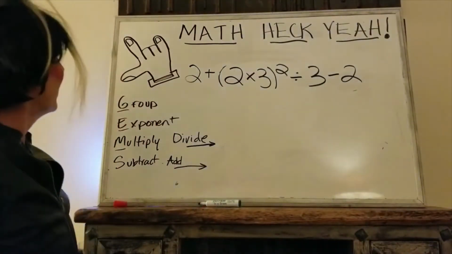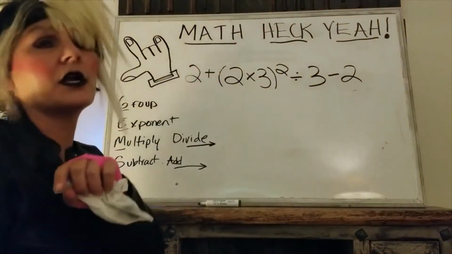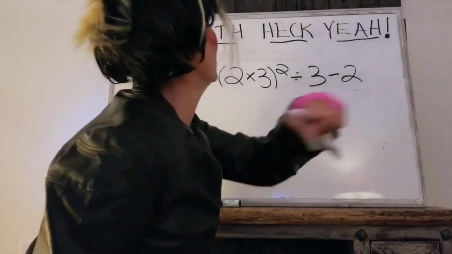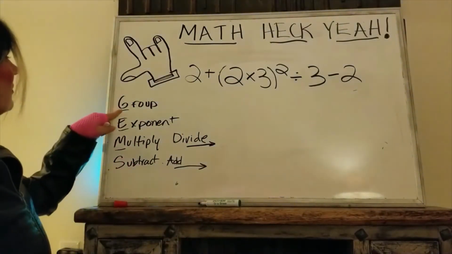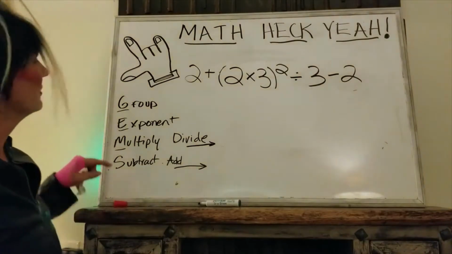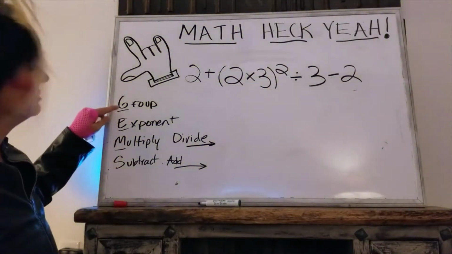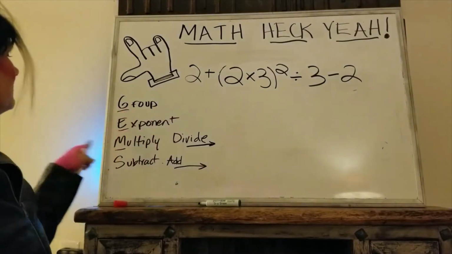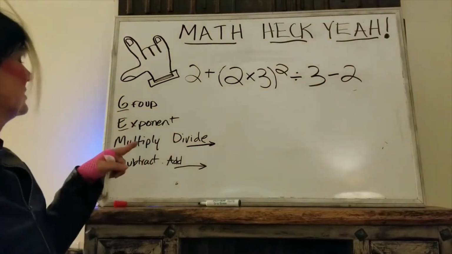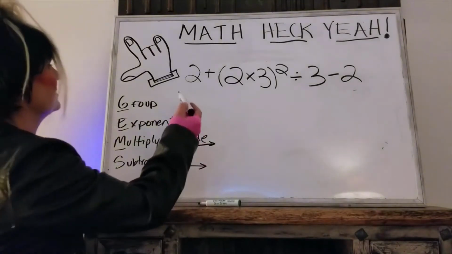Today we're going to learn about order of operation, what all this means, and what order to do it in. We use the word G.E.M.S. How do we spell G.E.M.S? G-E-M-S. G stands for grouping first, then exponents, then multiply, divide, subtract, and add. So we start with this one first.